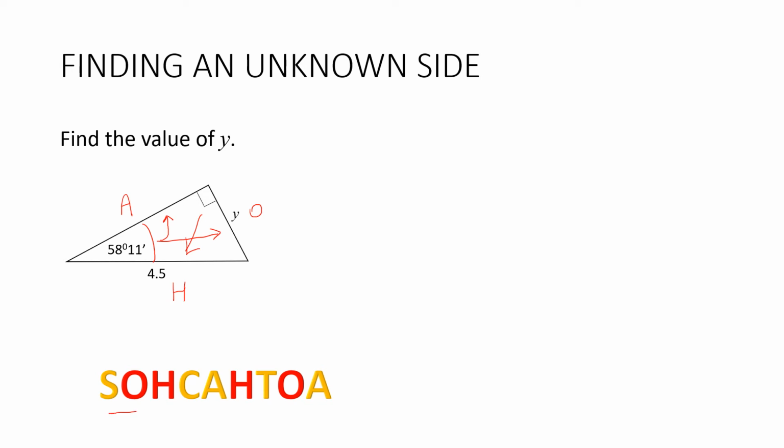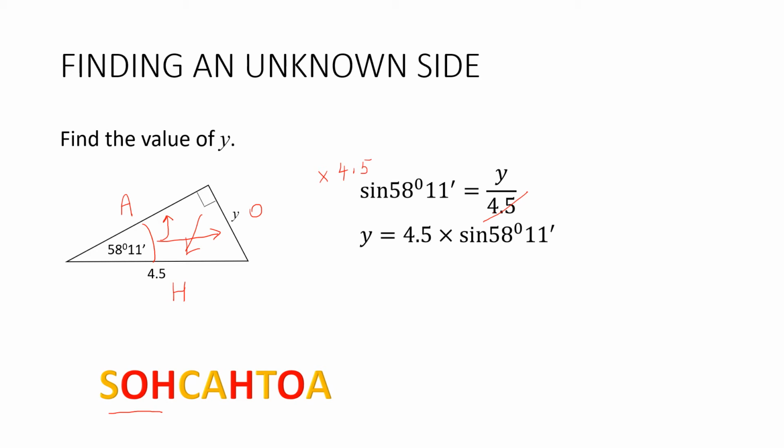This time we have sine. Follow the formula. Sine 58 degrees 11 minutes is equal to y divided by 4.5. Very similar to the last one. Very simple equation. Get rid of the divide by 4.5. It comes over as a times. And so y is equal to 4.5 times sine 58 degrees 11 minutes. Use your degrees, minutes, seconds button and you will end up with 3.8.